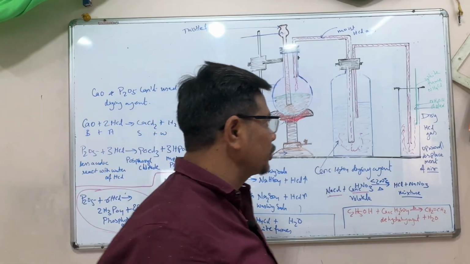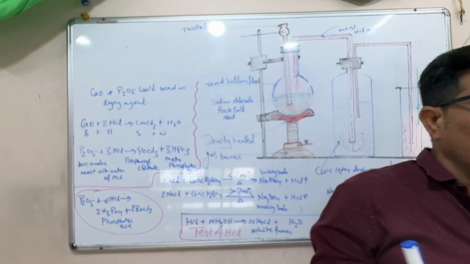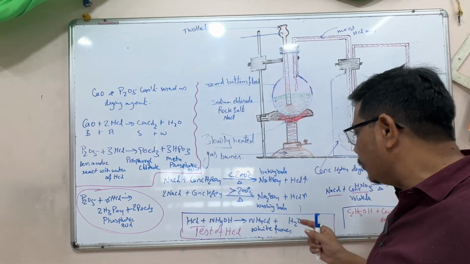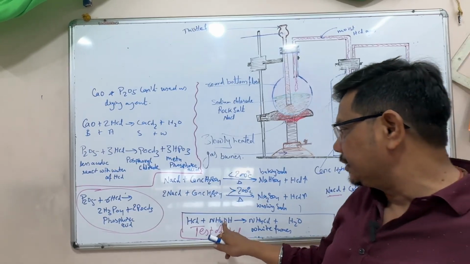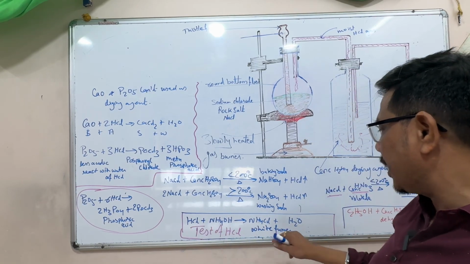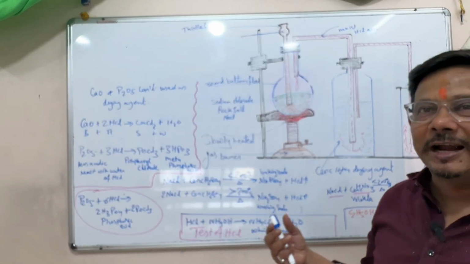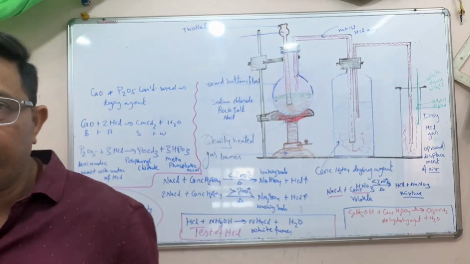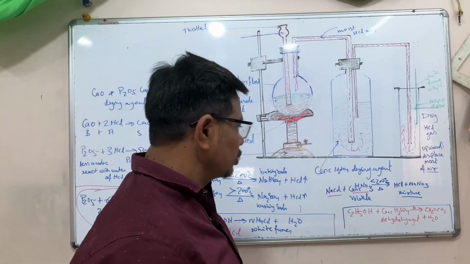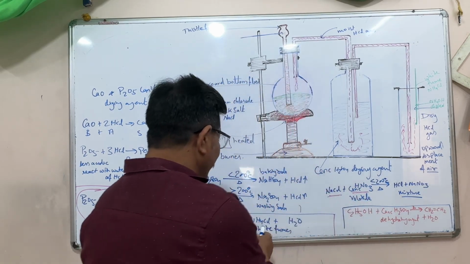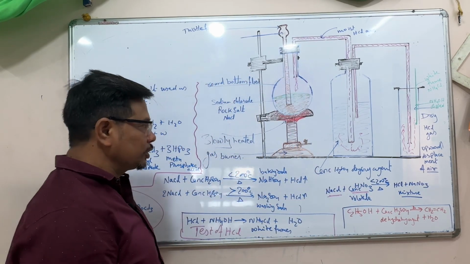What is ammonia solution? Ammonia solution is a solution of ammonia in water. Ammonia with water gives ammonium hydroxide, and this ammonium hydroxide reacts with HCl to form ammonium chloride, which shows white fumes. They may ask you which shows the white fumes or precipitate. It shows the white fumes.